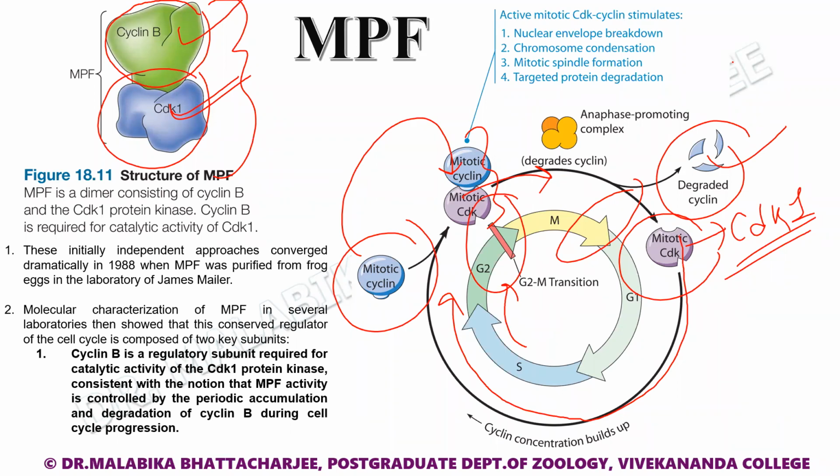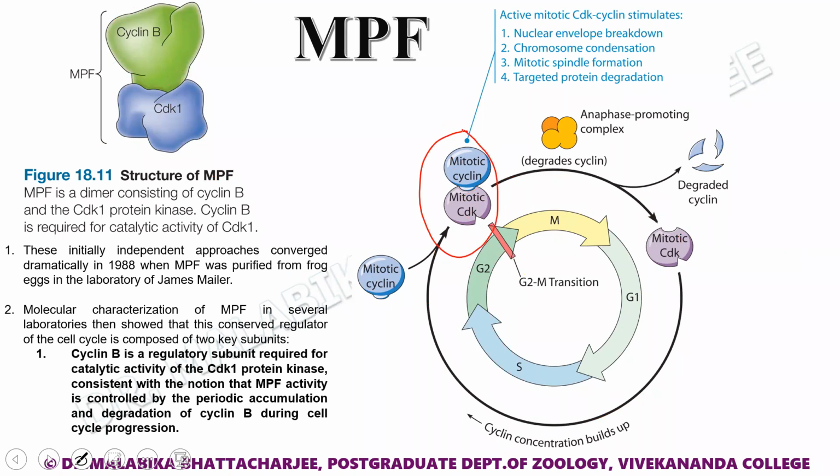Now let us see, at the molecular level, what is that event that actually activates this mitotic cyclin CDK partner complex at the outset of mitosis, so that the cell enters mitosis, and then with the degradation of cyclin B, the cell exits mitosis. So there is a molecular event that is actually controlling this phenomenon.